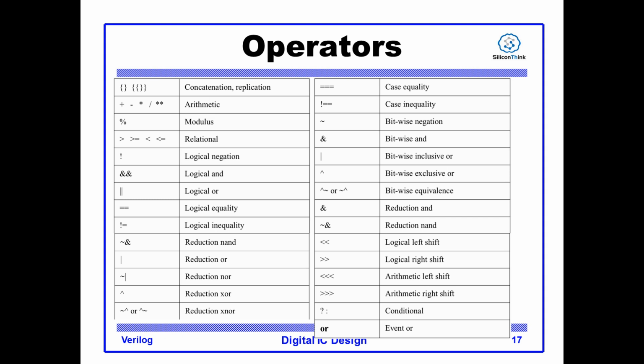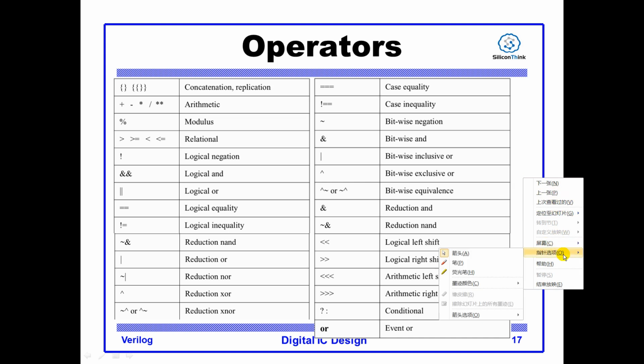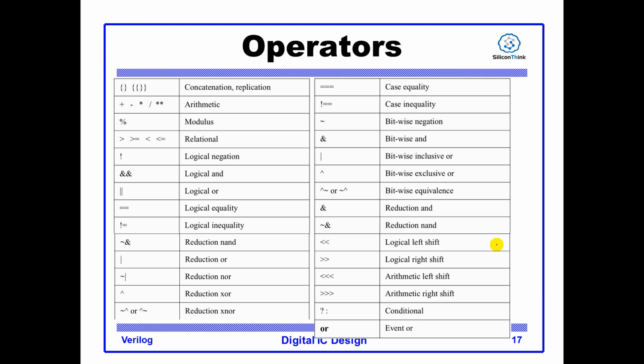Let's see all the operators that can be used in Verilog. I think you may be familiar with most of them if you have some programming experience. For example, you must be familiar with this, and this, and this. Most of them. Just take a look. I will explain the remaining ones in later sections.